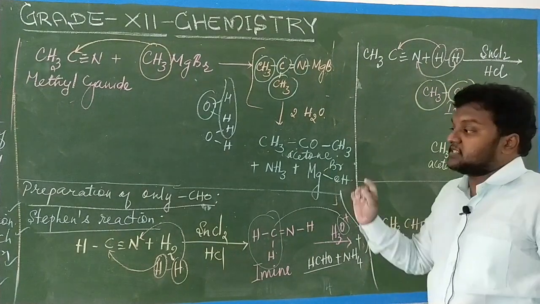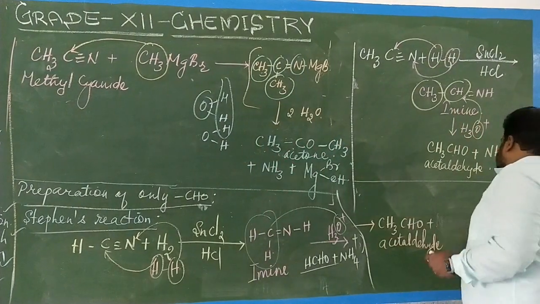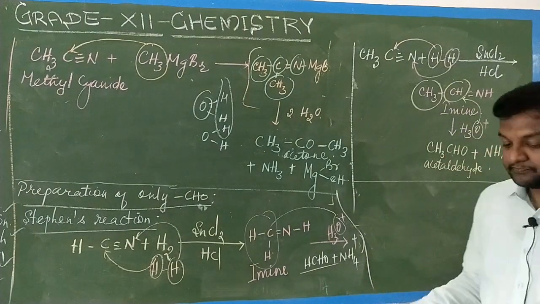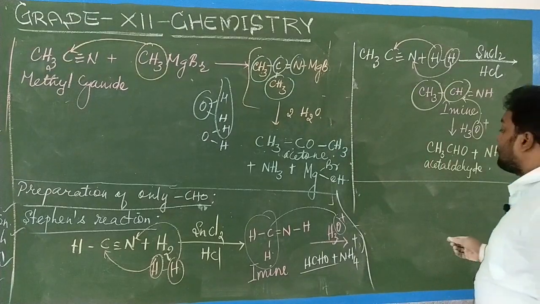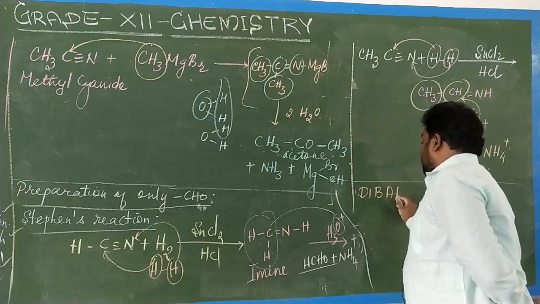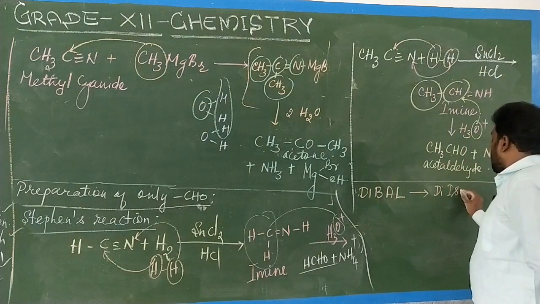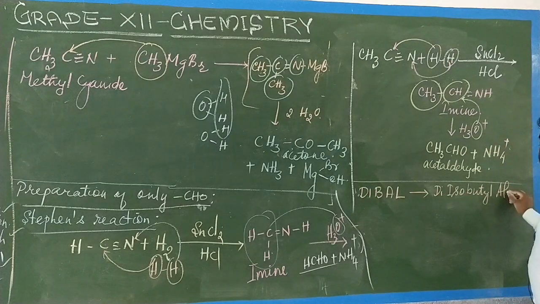This is Stephen's reaction. After Stephen's reaction, we now discuss the Diebol reaction, a reaction using Diebol reagent. See, Diebol is a kind of reducing agent. The full form of Diebol is di-isobutyl aluminum hydride.